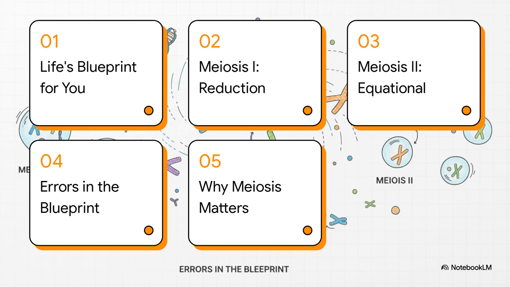All right, here's our game plan. First, we're going to look at the big picture, life's blueprint for you. Then we'll break down the two main acts, Meiosis I, the Reductional Division, and Meiosis II, the Equational Division. After that, we'll touch on what happens when things go wrong: errors in the blueprint. And finally, we'll tie it all together and see why this whole thing matters so much.